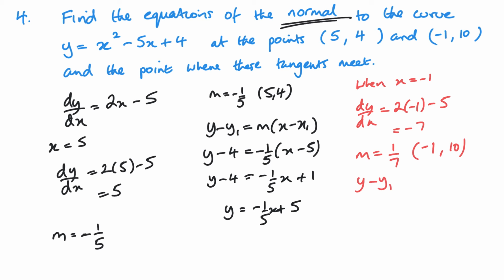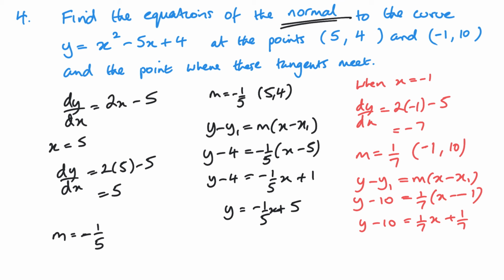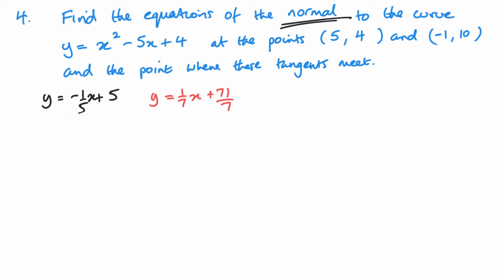So taking my y minus y1 is m(x minus x1). We get y minus 10 is 1/7 (x minus minus 1). So y minus 10 is 1/7 x plus 1/7. So y equals 1/7 x plus 71 over 7. And here I have my two equations of normals. All that's left is to equate my equations.